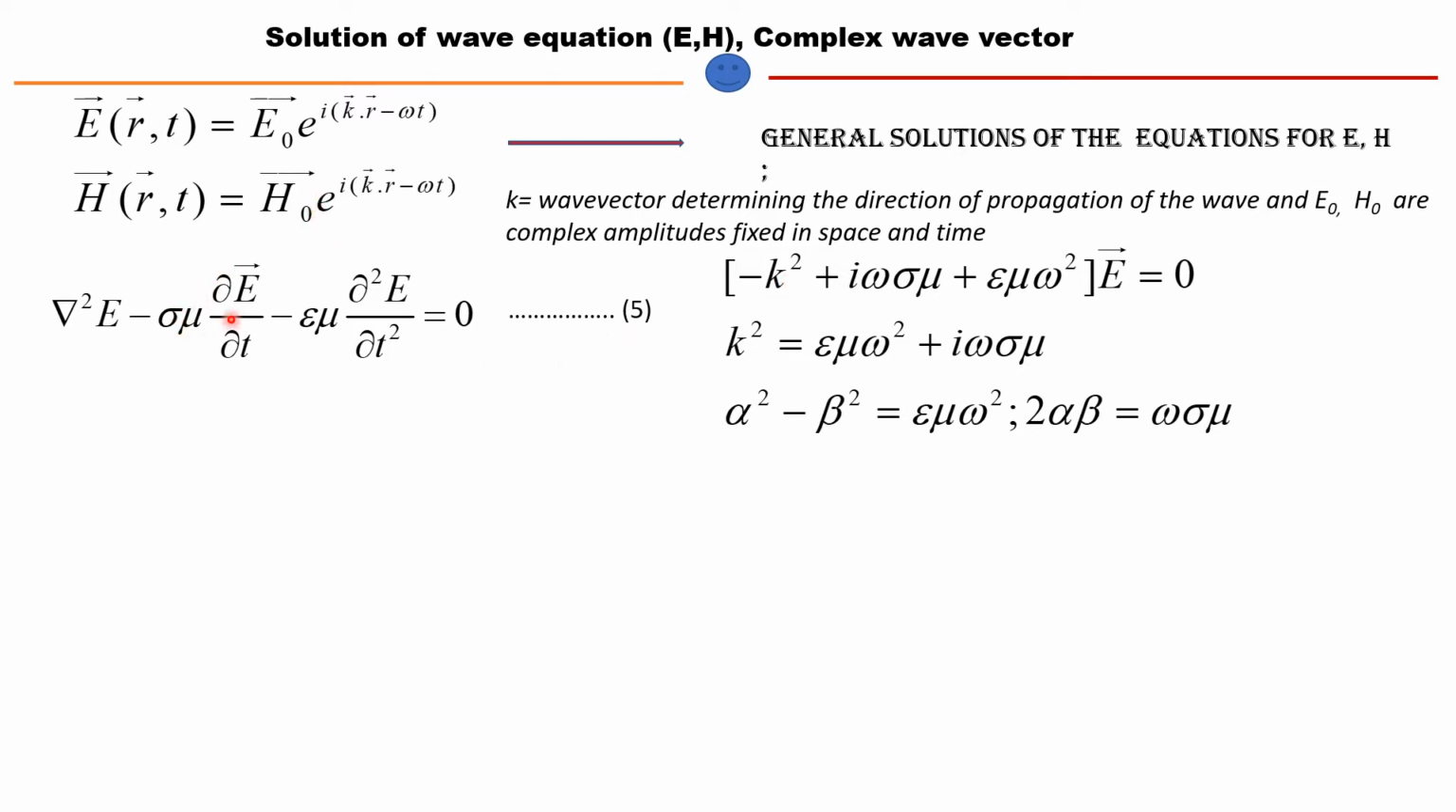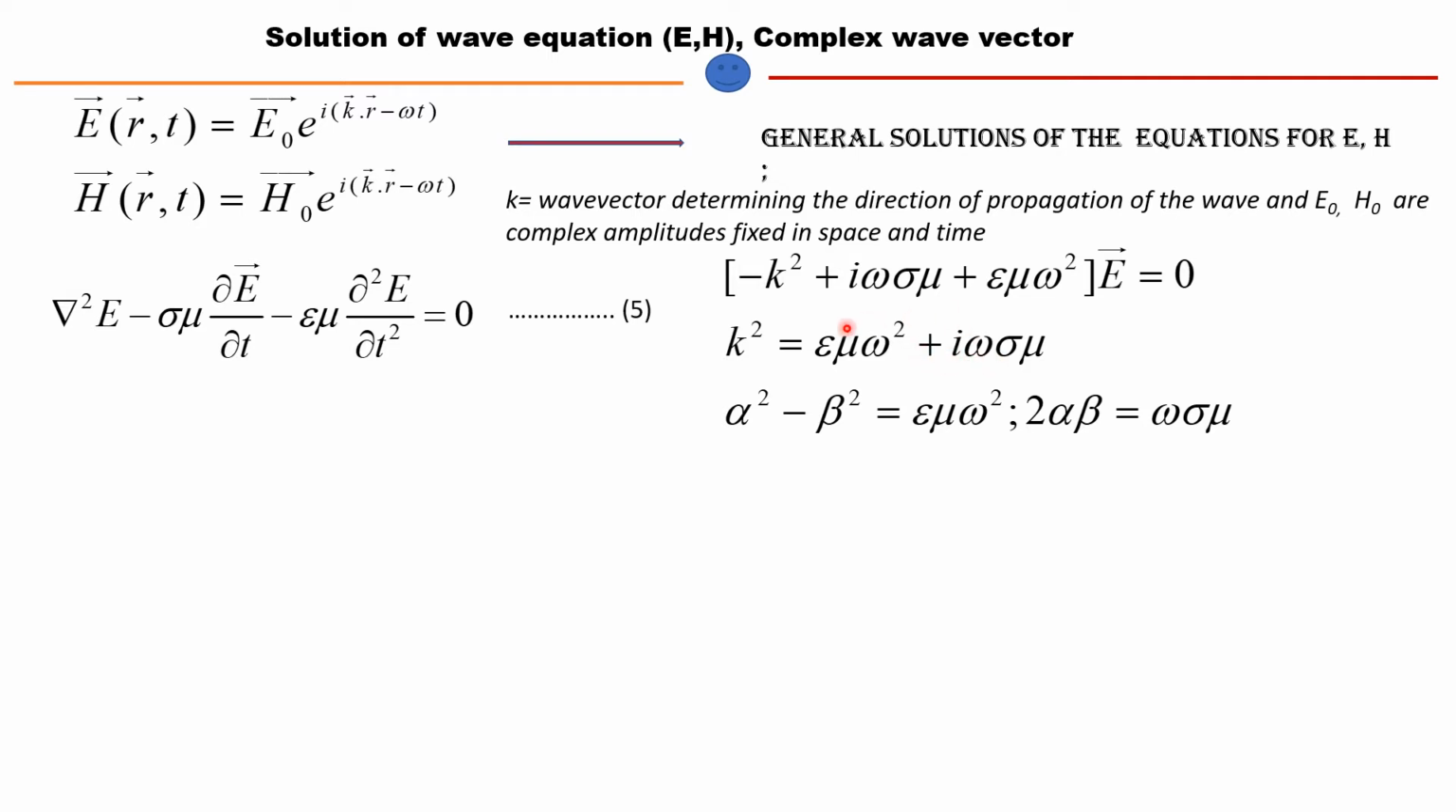Now the second term is the partial derivative with respect to time. The sigma mu term is present, and with time it will have minus i omega, so minus minus is plus. Similarly, the last term is the second derivative with respect to time, so we have i omega into i omega, which is minus omega square, and minus minus is a plus. The right side is the electric field vector. Now we can write k square is equal to sigma mu omega square plus this term.